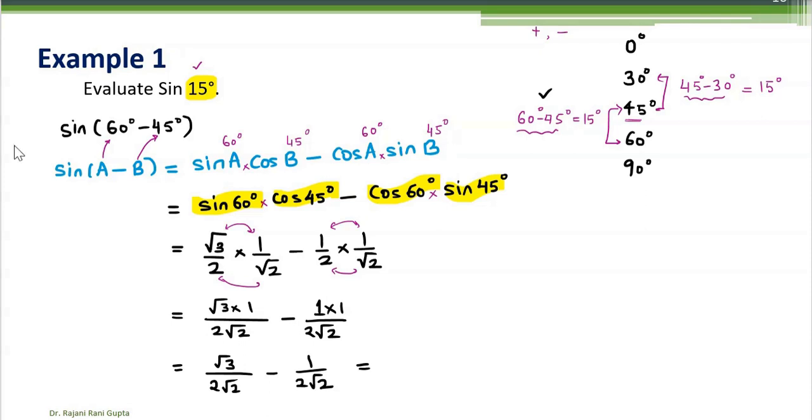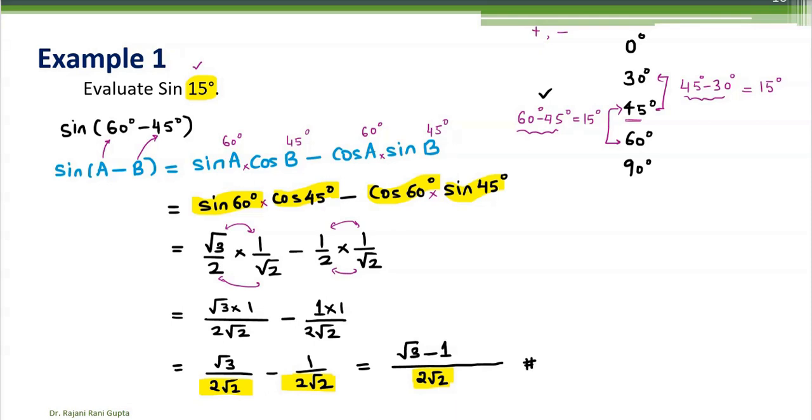We need to further simplify. It is like subtracting two fractional numbers with the same denominator. You see here that this denominator 2 root 2 and 2 root 2 is the same. So what will you write for simplification? You write 2 root 2 one time. Then what is left in the numerator? First you have square root of 3 and then minus 1. So this is your answer.